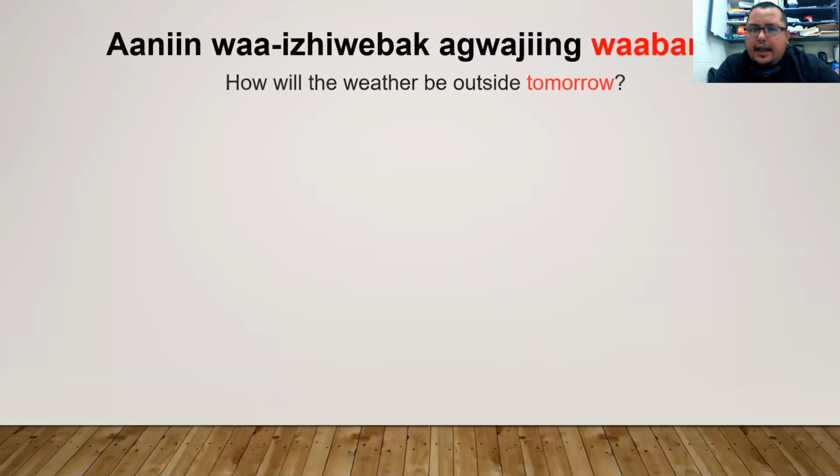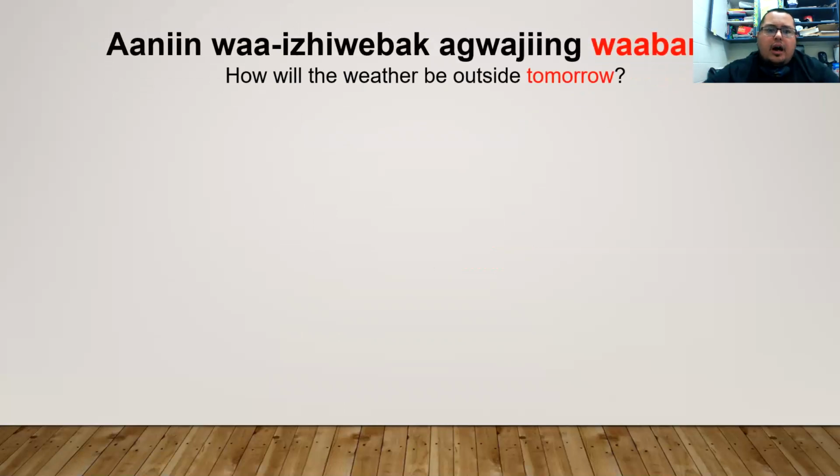And our last tense marker we have here is wa, meaning future tense. Anin wa ijiwebak agwajing wabang. So behind here it says wabang with a question mark. Anin wa ijiwebak agwajing wabang. How will the weather be outside tomorrow? Your answer can be we kisina agwajing wabang.